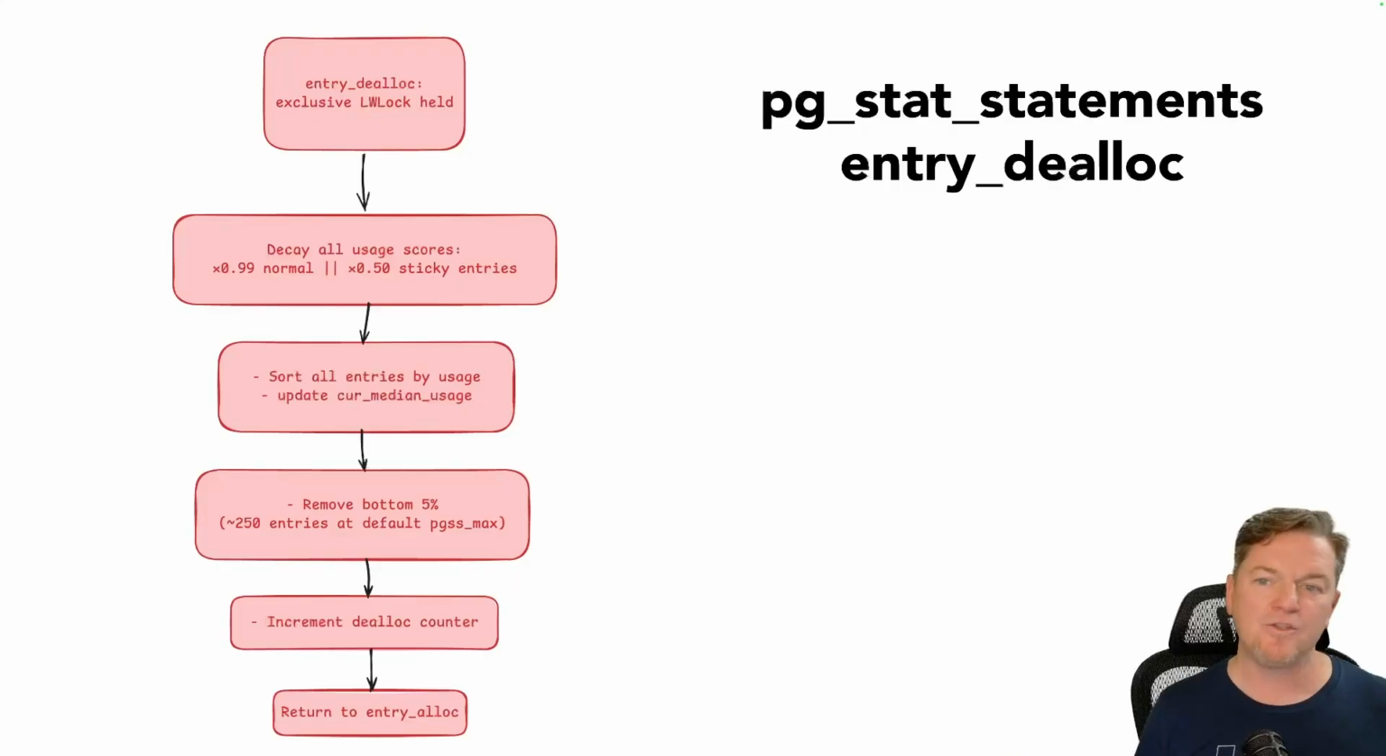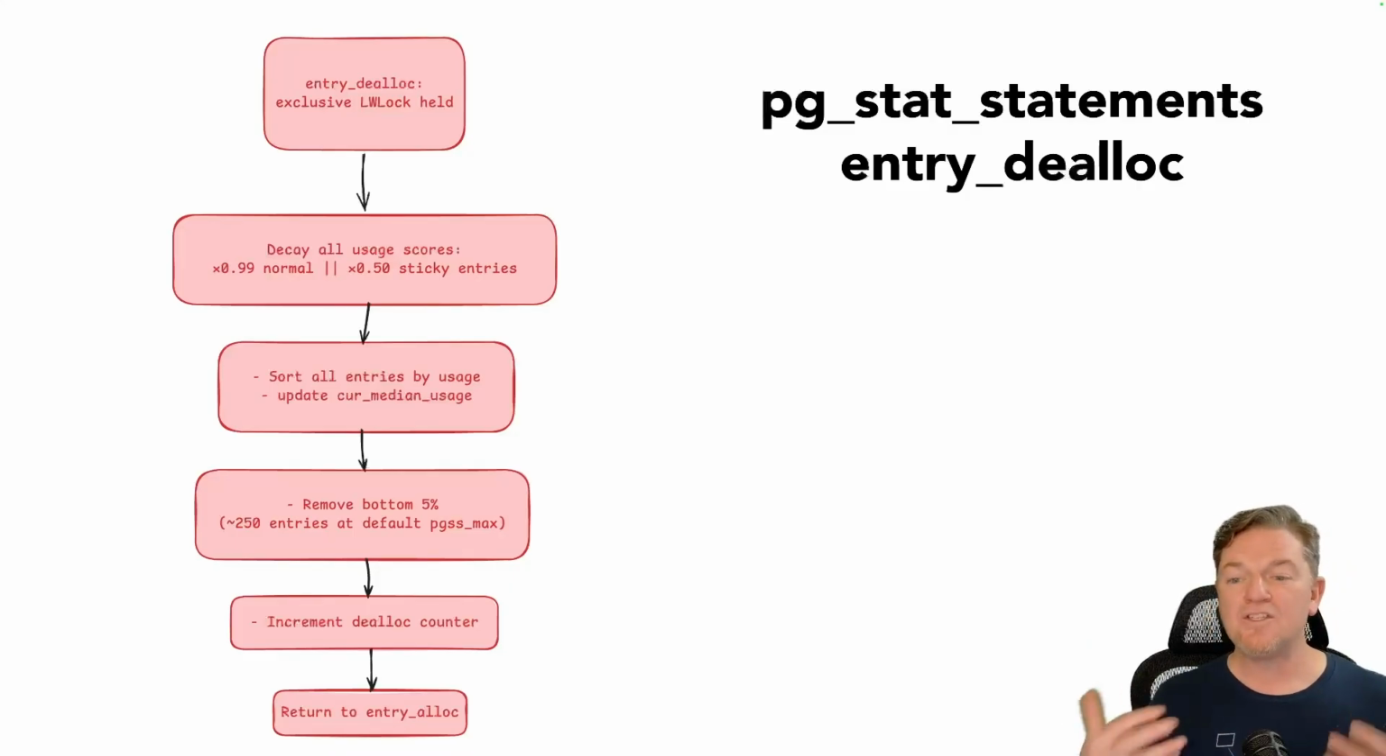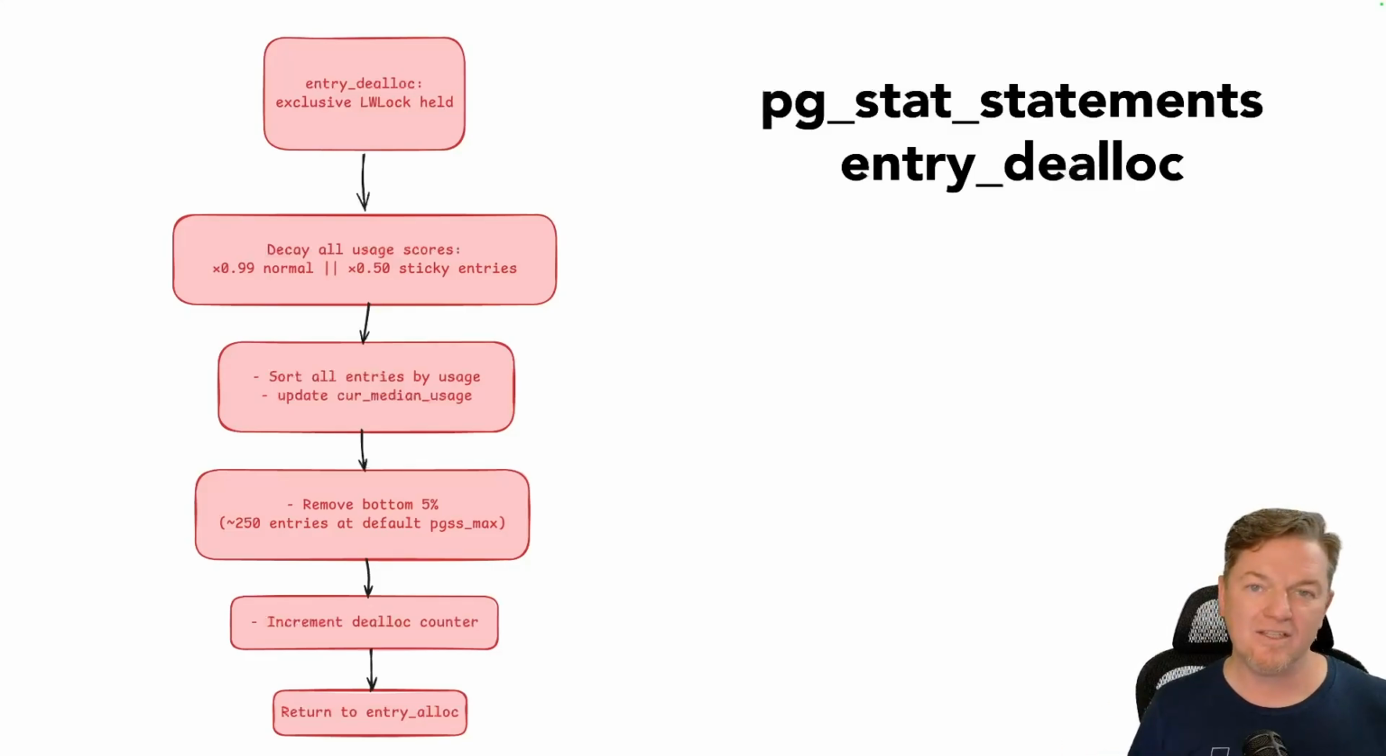We keep that exclusive lock, it's currently held. We decrease all the usage by either 1% or 50% if it's a sticky entry. We then sort all the values and remove the bottom 5%. It is at that point that we increment the deallocation counter, and then we still have to go back and save the data that came in, which triggered this process.